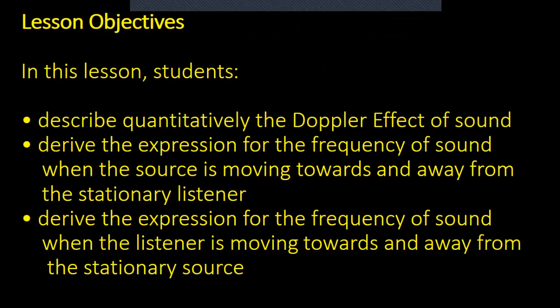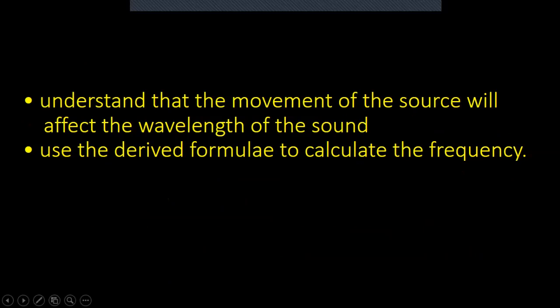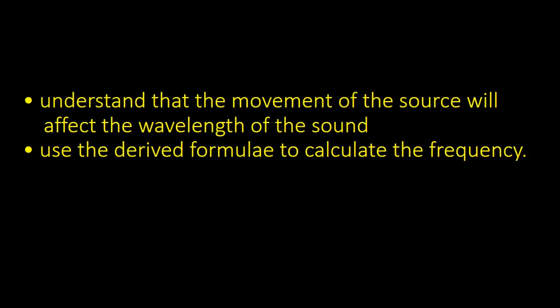Lesson objective. In this lesson, students describe quantitatively the Doppler effect of sound, derive the expression for the frequency of sound when the source is moving towards and away from the stationary listener. Derive the expression for the frequency of sound when the listener is moving towards and away from the stationary source. And also understand how the movement of the source will affect the wavelength of the sound. And last, use the derived formula to calculate the frequency of the sound.